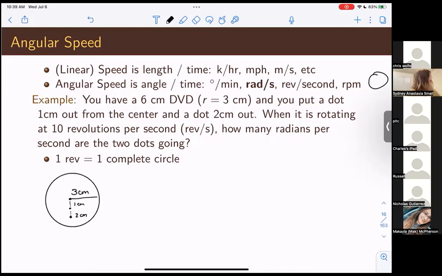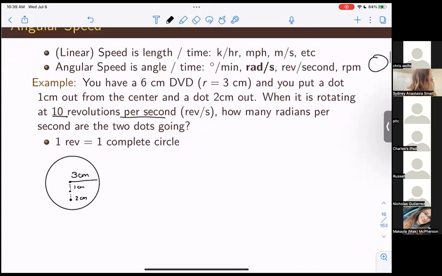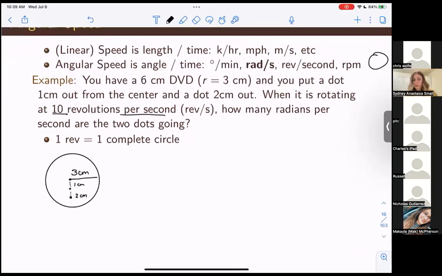Okay, and when it is rotating at 10 revolutions per second, it gives us an angular speed. How many radians per second are the two dots going? So essentially, our task is to convert revolutions per second into radians per second. Well, how do we do this? We know immediately that one revolution is one complete circle. That's just by definition, a revolution is going around a circle one time. How many radians are in one revolution? Well, we know that one complete circle is 2 pi radians. So that gives us that one revolution is 2 pi radians. We don't have to write units here, but I'm just going to write radians to be extra clear.